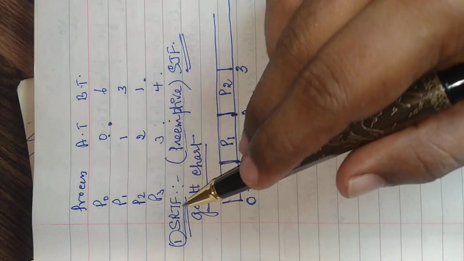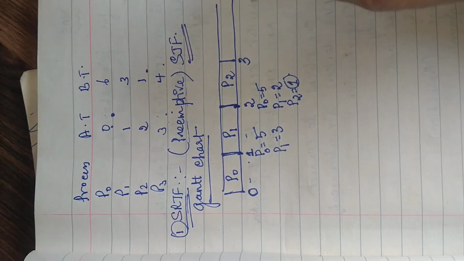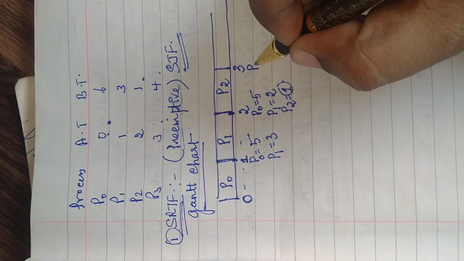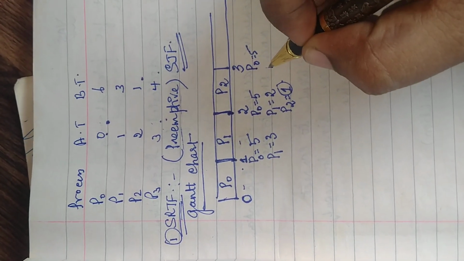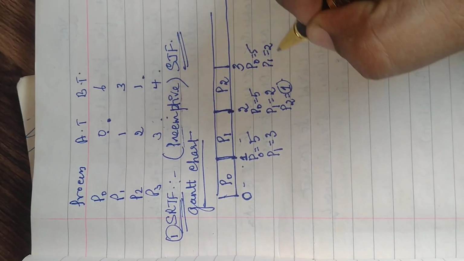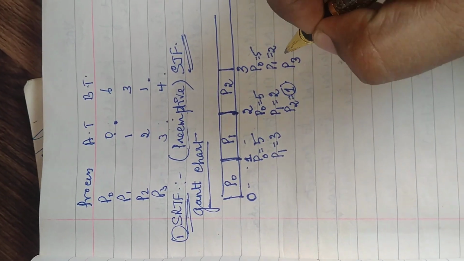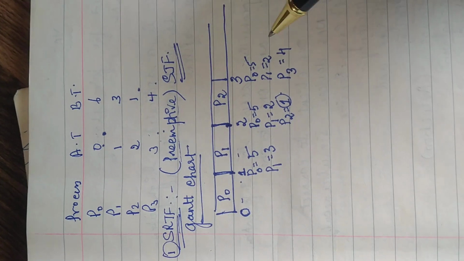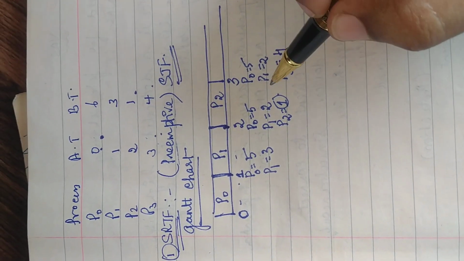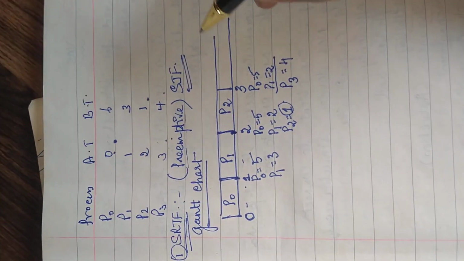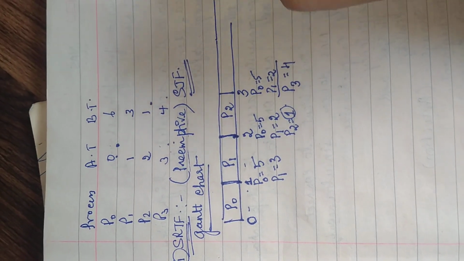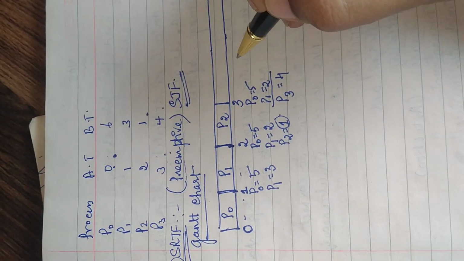At arrival time 3, you have one more process P3. So you write down the status here. P0 has 5 pending, P1 has 2 pending, and P2 is completed fully, and now P3 is there, which takes 4 milliseconds to complete. Out of all this, which is the least one? P1. So what you're doing now, it is not required for you to stop and check at every time here.